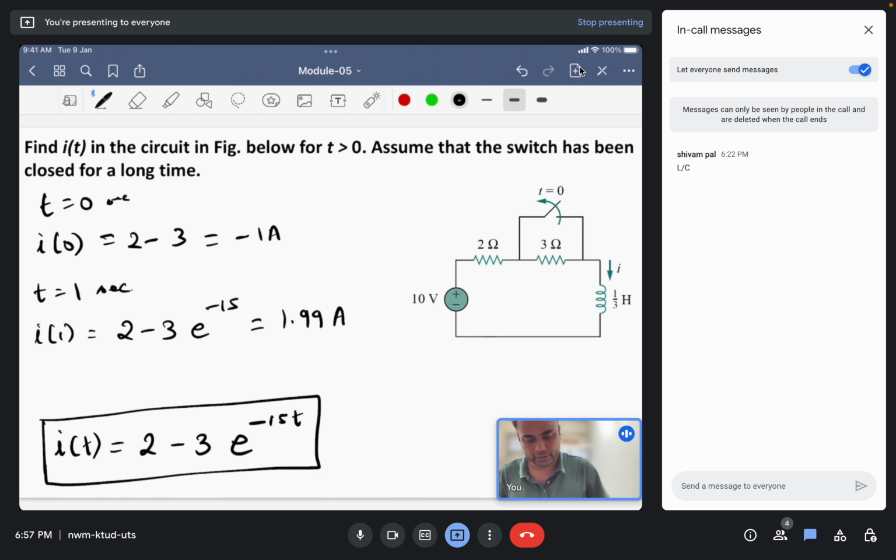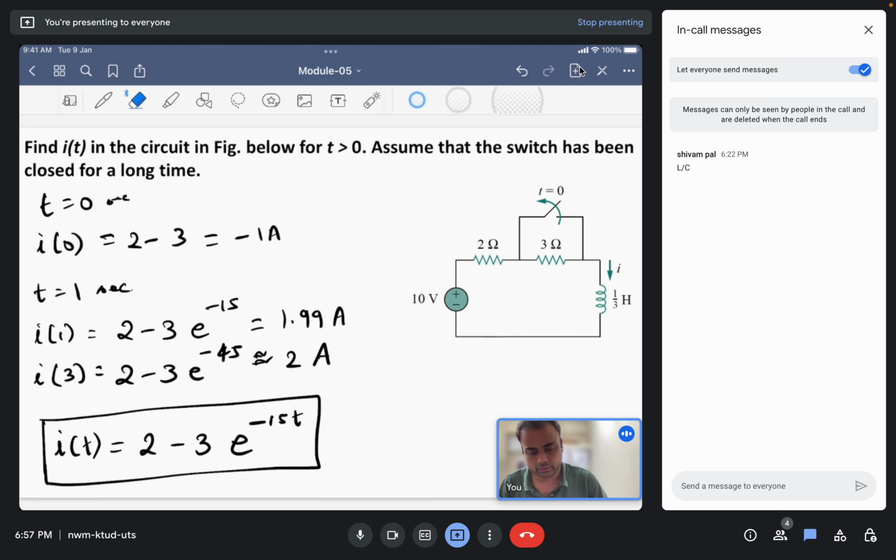So it was initially a negative value, minus 1 ampere, and let us take one more point here, at 3 seconds. So 2 minus 3 e to the power minus 45. Again this quantity will be a very small value, so this will reach around 2 amperes at steady state, since at infinity this term will vanish because it is an exponentially decaying function. As time increases the exponential part reaches 0, so this part can be cancelled. At steady state we will get a current of 2 amperes.